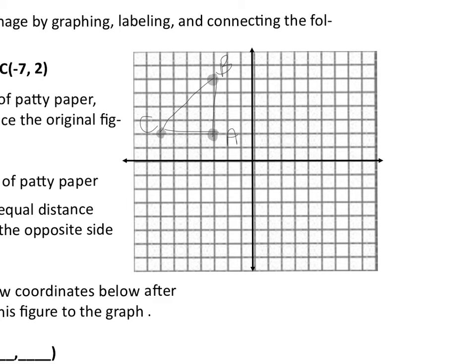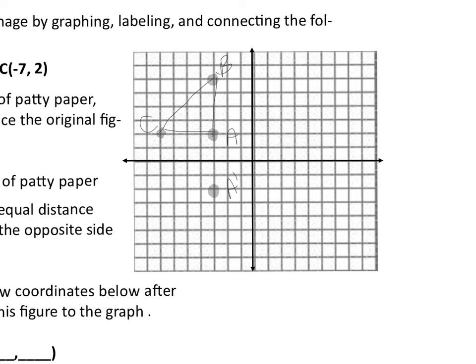So now we're going to flip over. This time instead of the y-axis, we're going to reflect over the x-axis. We go through the same process that we did for the y-axis. So starting at point A, we're going to count how far away from the x-axis point A is. We notice that it's 2 spaces above the x-axis, so we're going to go 2 spaces below the x-axis.